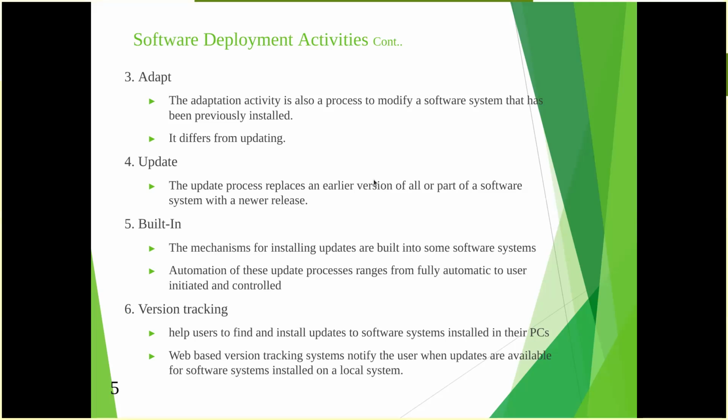Update is complete: remove the earlier version and install the later version. That is the update. Adapt is installing the patches. Update is removing the earlier version and installing the later one, because the earlier version will have some errors, and the patches remove all the available errors, so the software is updated to the new software version.